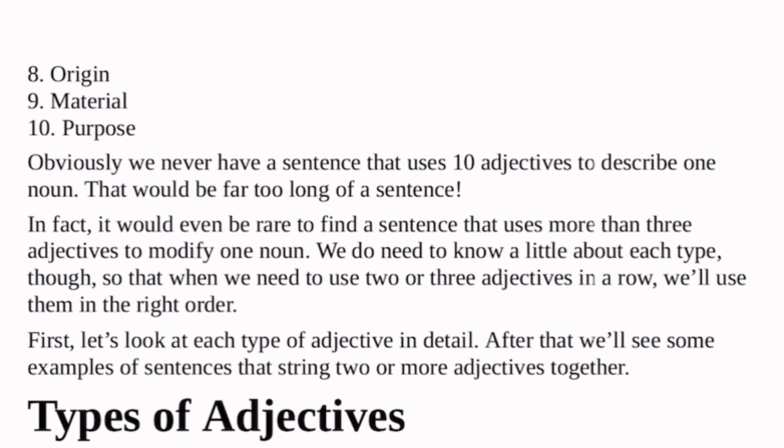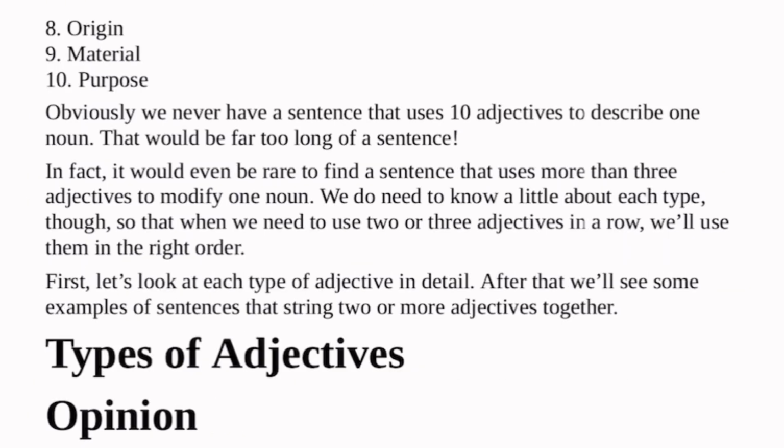Okay, so we do need to know a little about each type. What this lesson is going to be, since you already know the arrangement, is that we want to know what kind of adjective falls under opinion, what kind of adjective falls under measurement, what kind of adjective falls under shape, and so on and so forth. So we are going to look in detail and see some example sentences of how 2 or more adjectives are used together.